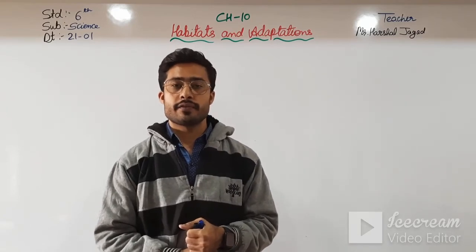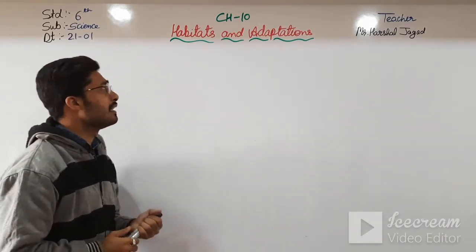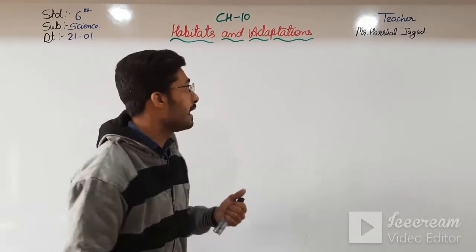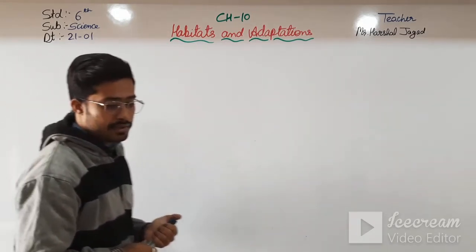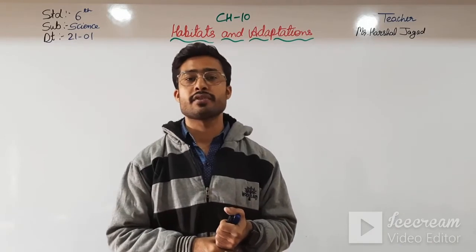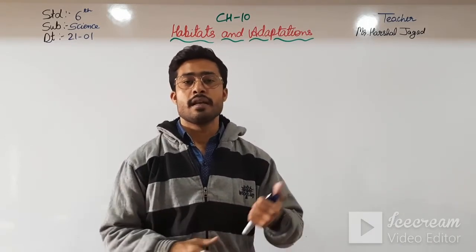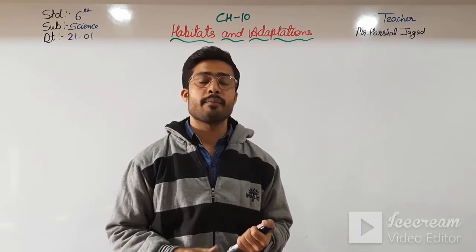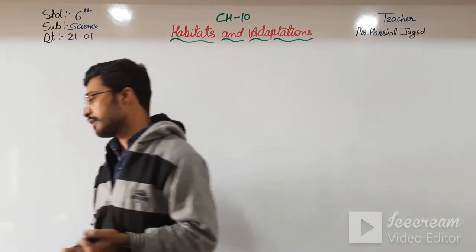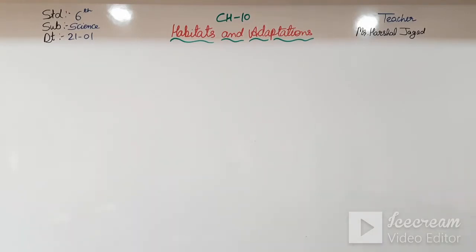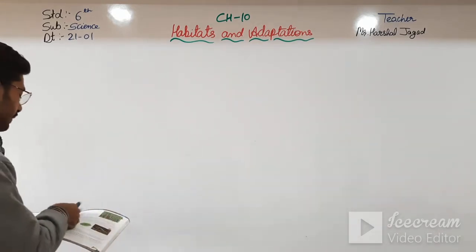In the previous videos we were going through chapter number 10, that is Adaptations and Habitats. In that we have seen the adaptations in the tropical forest and the temperate forest. Now we are going through the adaptations in the boreal forest, which is on page number 115.